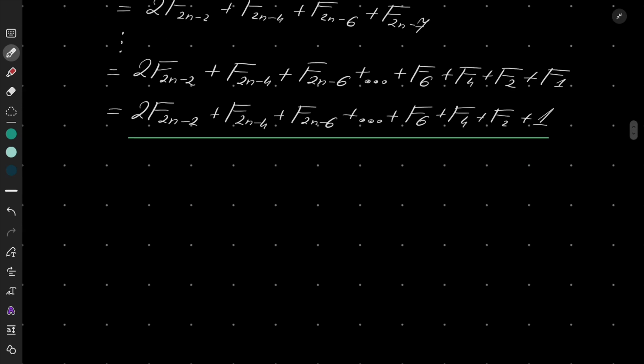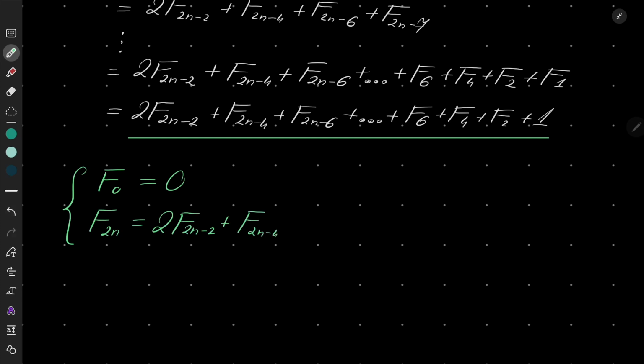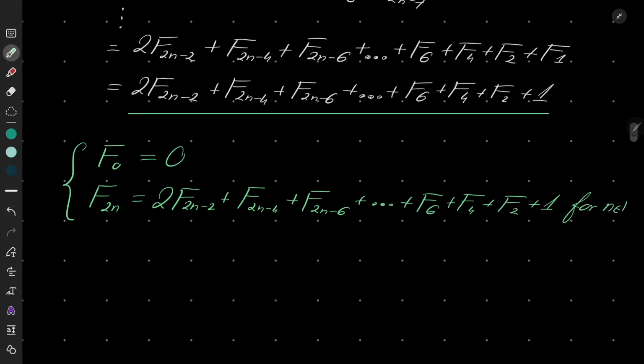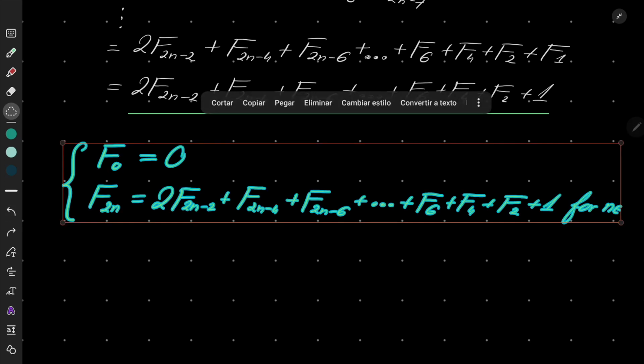So together, maybe I will write it again. F of 0 equals 0 and F of 2n equals 2 times F of 2n - 2 plus F of 2n - 4, F of 2n - 6, and so on, F of 6, F of 4, F of 2, and finally F of 1, and that obviously holds for positive integers.